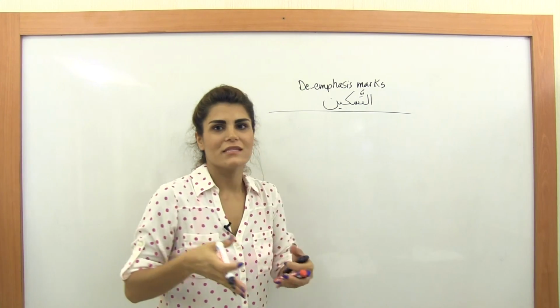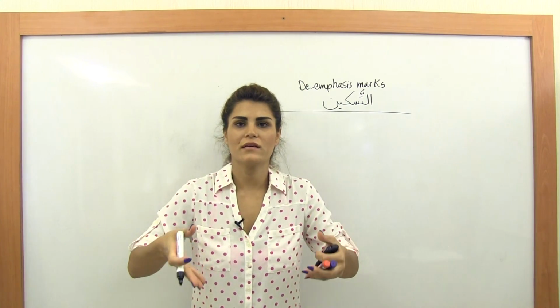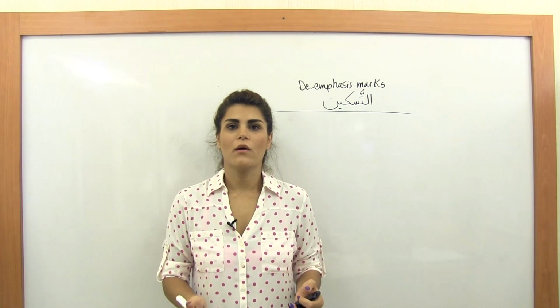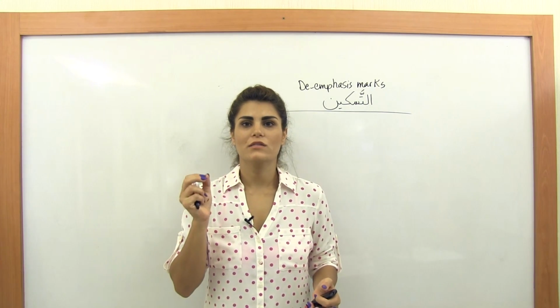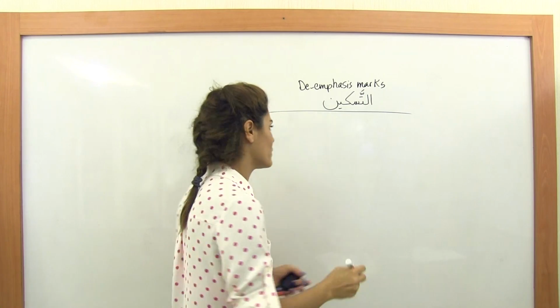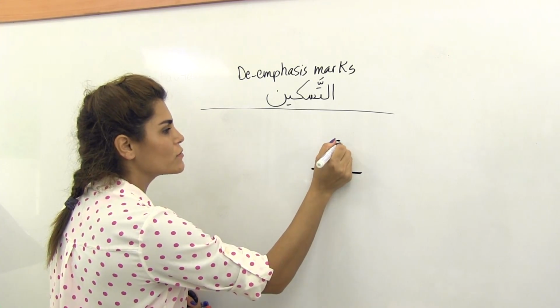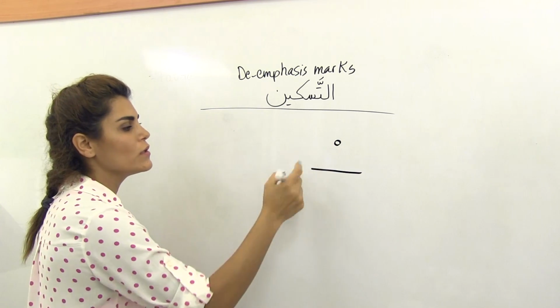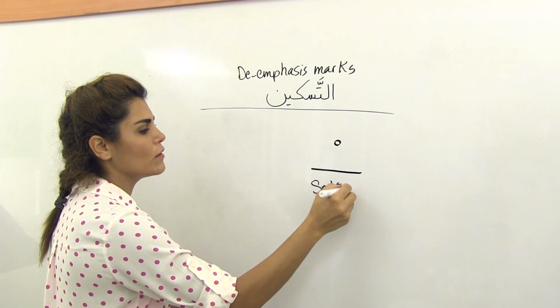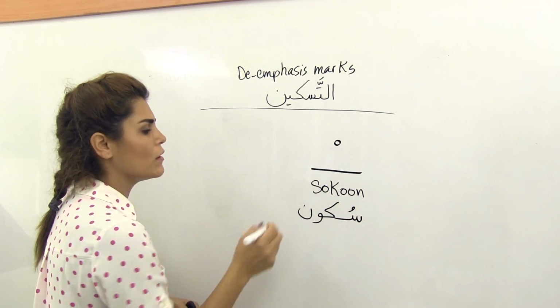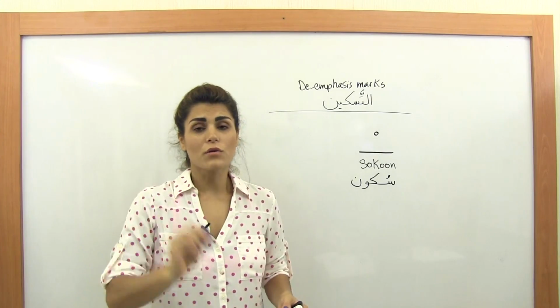The action is taskin, de-emphasizing the sound of the letter. Now, what is it? It's called sukoon. You write it above the letter, a small circle. Sukoon. The meaning and the role of sukoon.